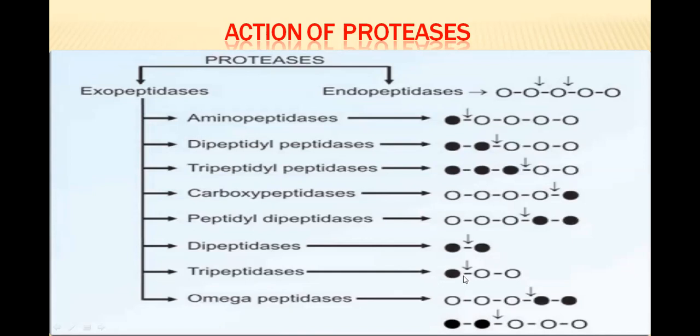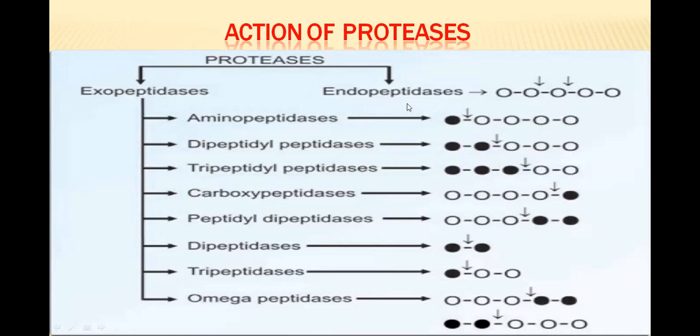Tripeptidases act on tripeptides to give a single amino acid and a dipeptide, and on this dipeptide, the dipeptidases will act. And omega peptidases could be of two types, carboxypeptidases or aminopeptidases. So both types of activities are possible with these omega peptidases. In this way, two different types, endopeptidases and exopeptidases, act on these proteins to digest them.